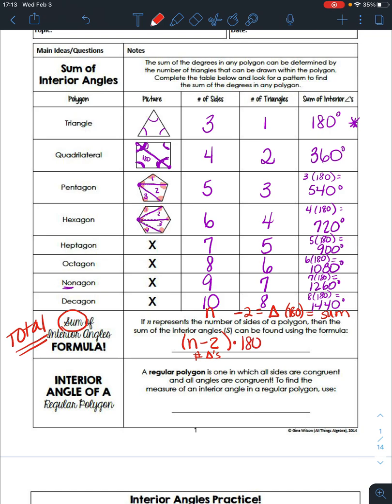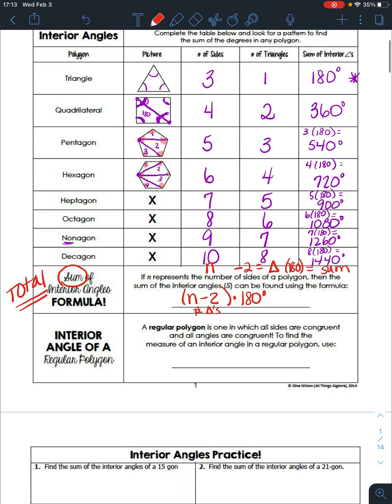And then I multiply that by 180 degrees, and that gives me what all of them add up to be, the sum of them. Now, if I wanted to know one of them, as long as it's a regular polygon, so regular means all the sides are equal and all the angles are equal, or congruent. All the sides are the same and all the angles are the same. That's what a regular polygon is.